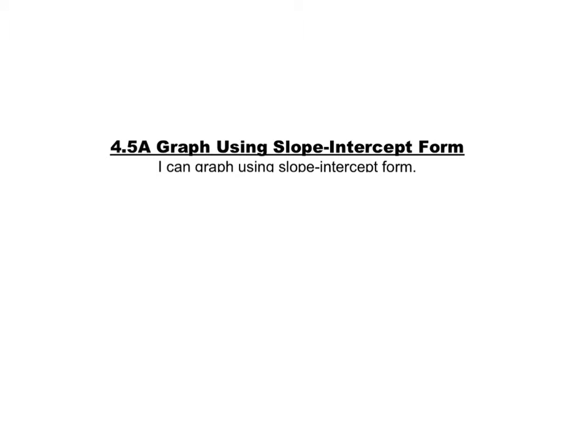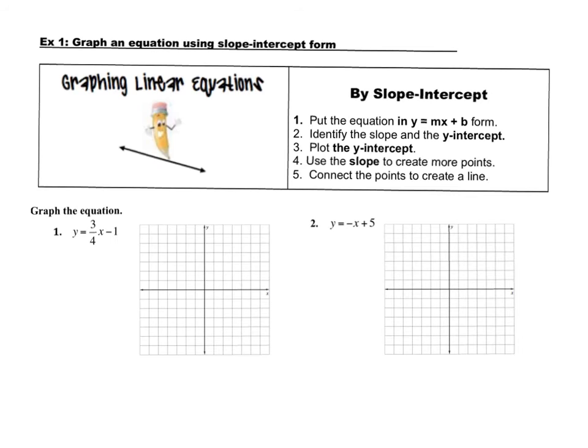In this lesson, we're going to be graphing using slope-intercept form. All right, so how do I graph using the slope-intercept form? First of all, remember the slope-intercept form is y is equal to mx plus b. So step one, we need to make sure that the equation is in that y is equal to mx plus b form. The second, we need to identify the slope and the y-intercept.